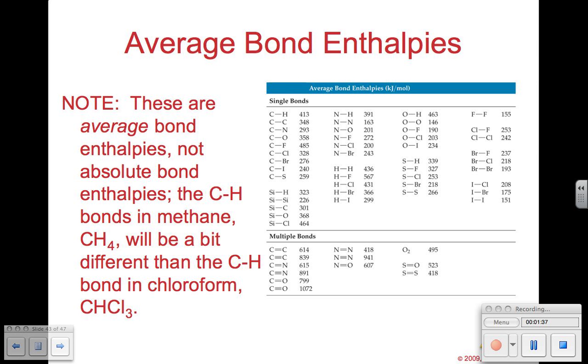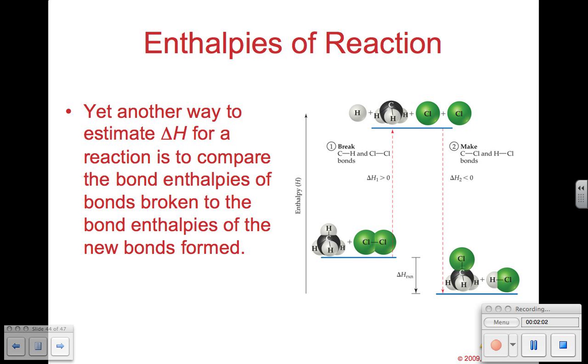So these are average bond enthalpies, not absolute bond enthalpies. So a carbon-hydrogen bond in methane will be a bit different than the carbon-hydrogen bond in chloroform. So it really is dependent on specific bonds and specific molecules what the bond energy will be. But the average bond enthalpies will get us in the ballpark if you're using those to determine the energy of a reaction. So how might we use the enthalpies of reaction or bond energies to figure this out?